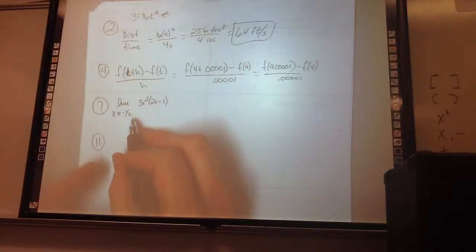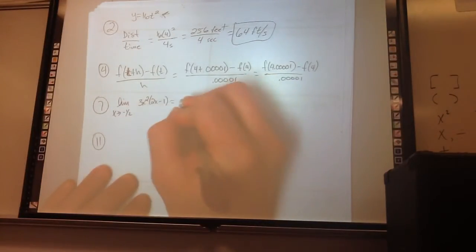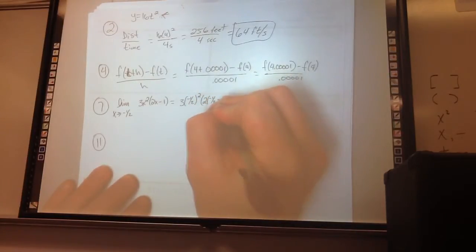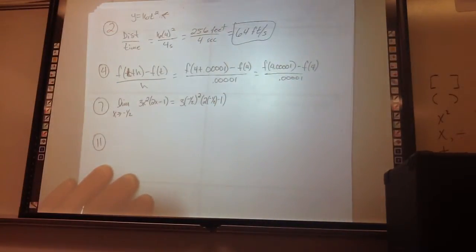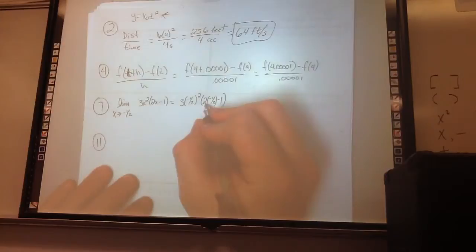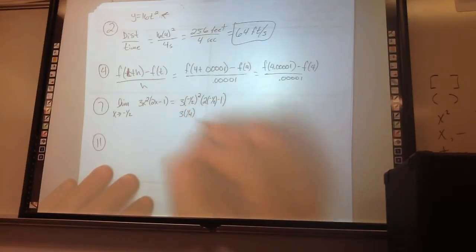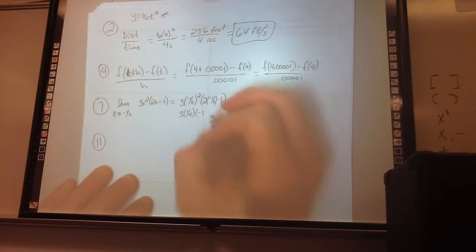As x approaches negative 1/2, sometimes the easiest way to do limits is just to plug that number in. That will change today, but for right now, you just plug it in and you go 3 times negative 1/2 squared times 2 times negative 1/2 minus 1. Negative 1/2 squared is a fourth, so you have 3 times positive 1/4. And 2 times negative 1/2 is negative 1, minus 1.